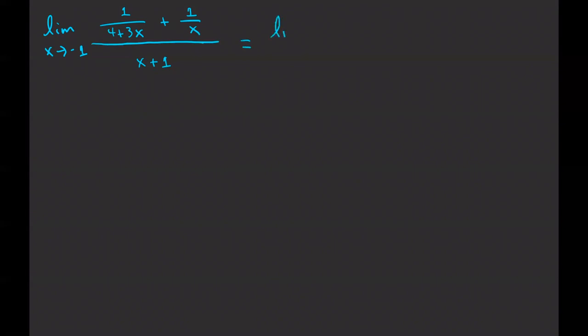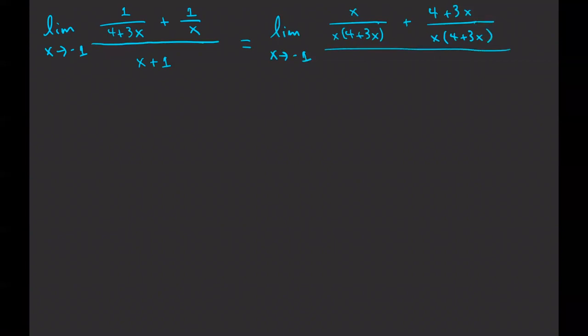And we're going to find a common denominator. I'll do this a little bit more quickly than I did last time. Here I'm multiplying by an x over x. Here I'm going to multiply by a 4 plus 3x over a 4 plus 3x. I'm not changing these because I'm just multiplying them by 1 in a weird form. Now I have a common denominator here, and so I can lump those fractions together. I end up with x plus 4 plus 3x all over x times 4 plus 3x, all over x plus 1.